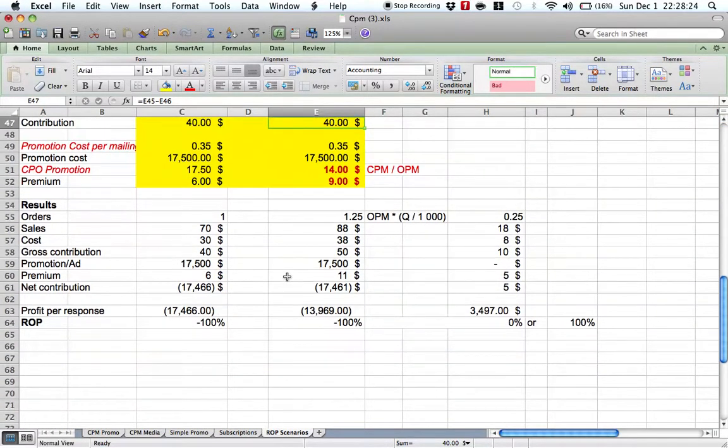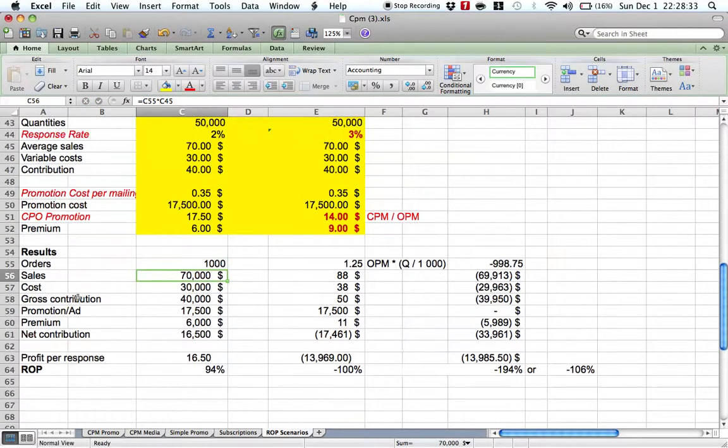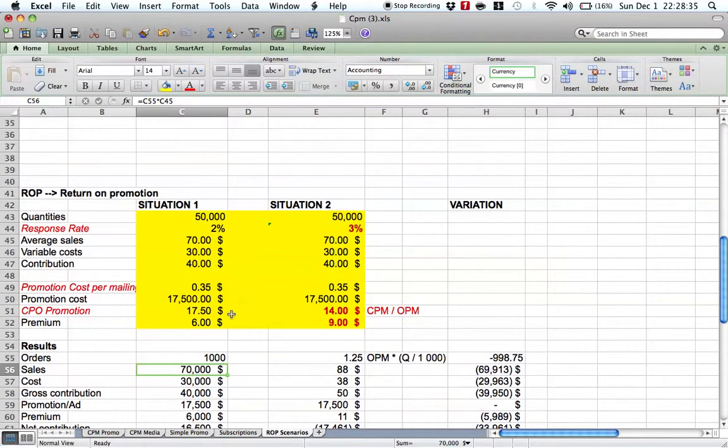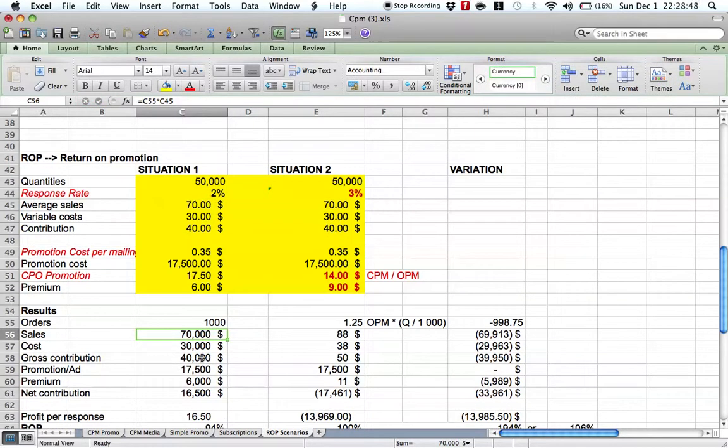Now let's get into the meat. The formula in here has that 1,000, which again, you have to go through all these and remove all those thousands. But let's use some logic here. How many orders did you get from this first situation? Well, we've blasted 50,000 households, and we got a response rate of 2%. So 50,000 times 2% equals 1,000 orders.